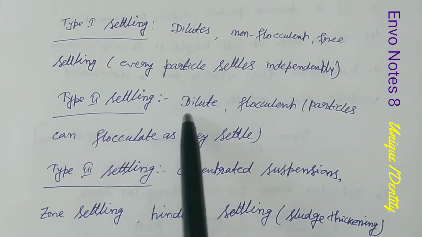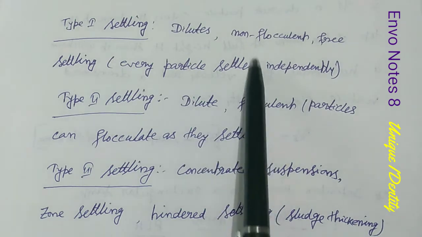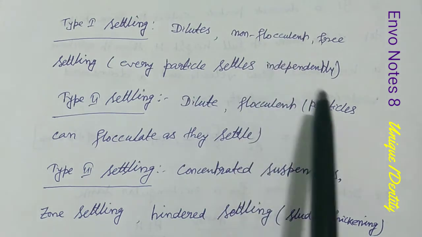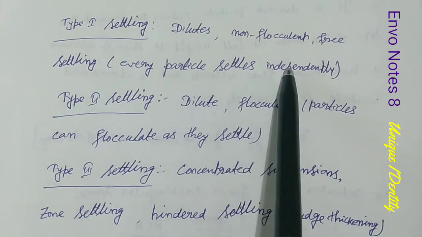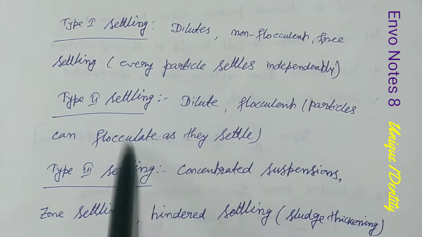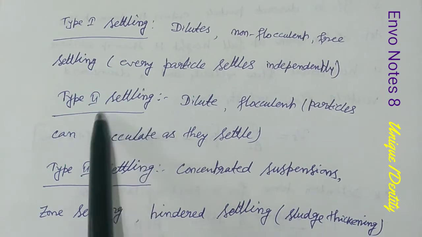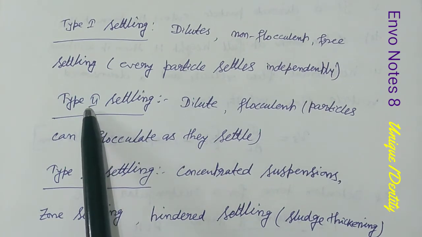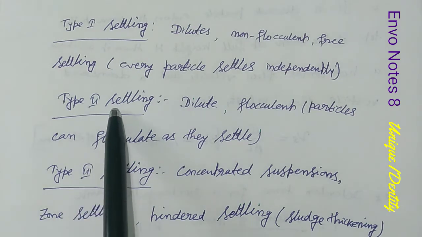And type 2 settling, it is also dilute, but it is flocculent. Type 1 settling was non-flocculent, that means particles settle independently. But in type 2, there will be some clusters of particles that flocculate with each other. Okay, so that is type 2 settling. Later I will discuss sedimentation added with coagulation, that will be type 2 settling.